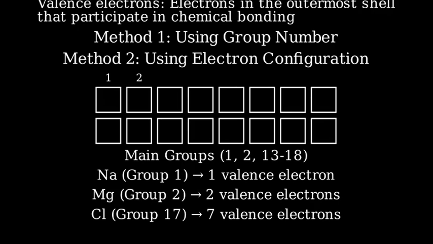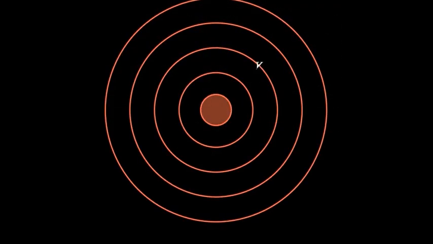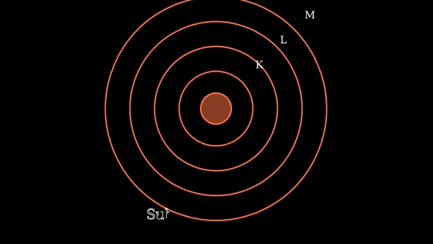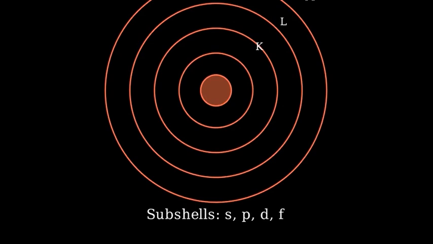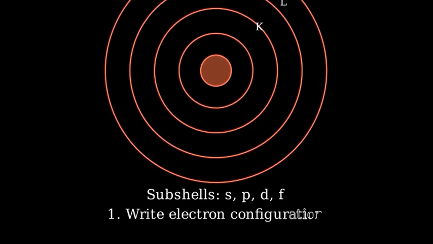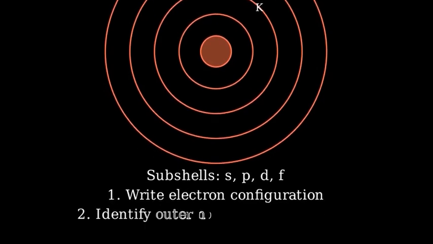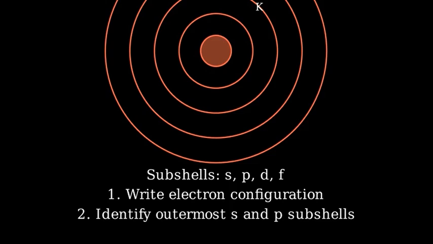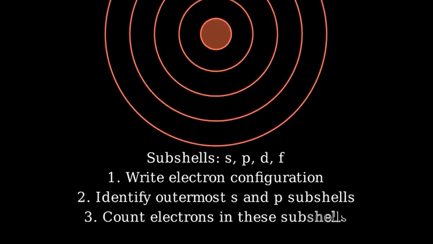Now let's look at method 2, using electron configuration. Electrons are arranged in shells around the nucleus labeled K, L, M, N, and so on. Each shell contains subshells: s, p, d, and f. To find valence electrons using electron configuration, first write out the electron configuration. Then identify the outermost s and p subshells. Count the electrons in these subshells.